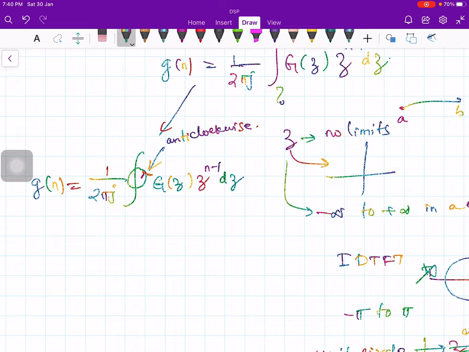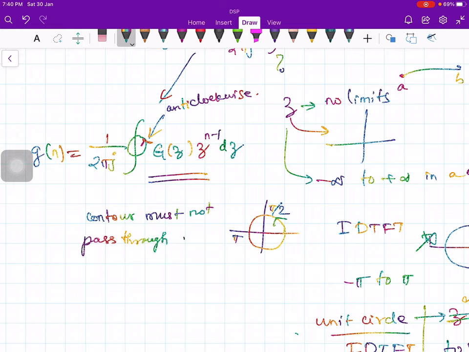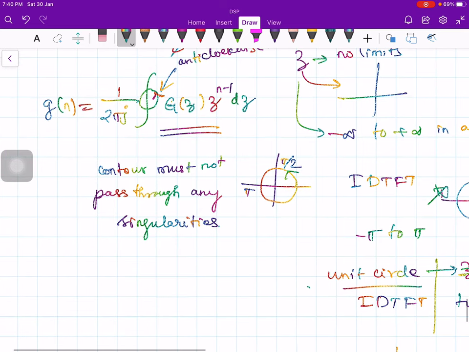And you know, in contour integration, we go in the anti-clockwise direction, because for omega we had gone from 0 to pi by 2, pi by 2 to pi, like that. We had gone from omega equal to 0 in the anti-clockwise direction. So the direction must be the same in complex integration also, but the contour must be such that it does not pass through any of the singularities. Okay, so the contour must not pass through any singularities of g of z times z to the n minus 1.